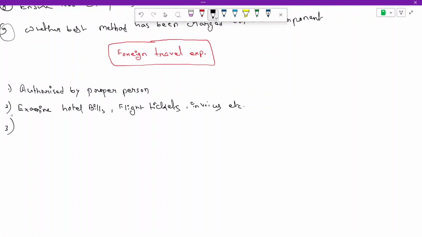Third point can be: demand and examine tour report. Also ensure the purpose of the tour.